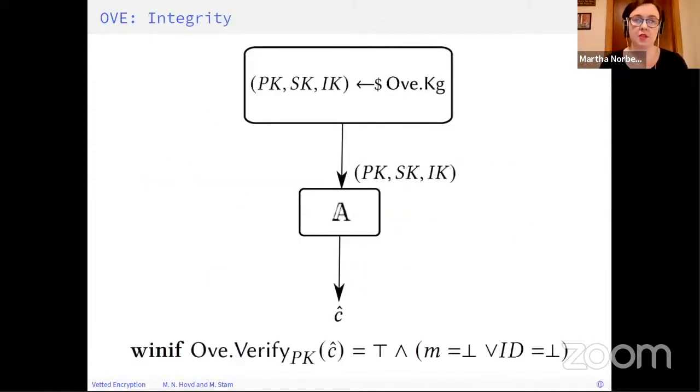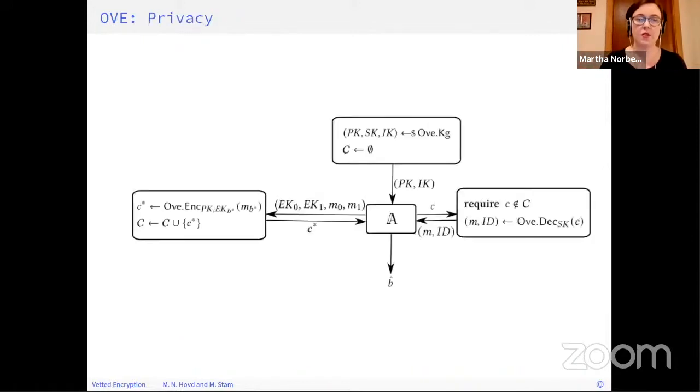So here we also have the notion of integrity, where the adversary gets all the keys, but shouldn't be able to output a ciphertext which verifies, but opens to an invalid message or identity, as this would allow spamming of a recipient. We also have the notion of privacy, which encapsulates both anonymity and confidentiality. So here the adversary gets the public key and issuing key, and she's able to query an encryption oracle with tuples of encryption keys and messages, but she shouldn't be able to distinguish between encryptions of those tuples, so that the ciphertext doesn't leak any information about the message nor of the identity of the sender.